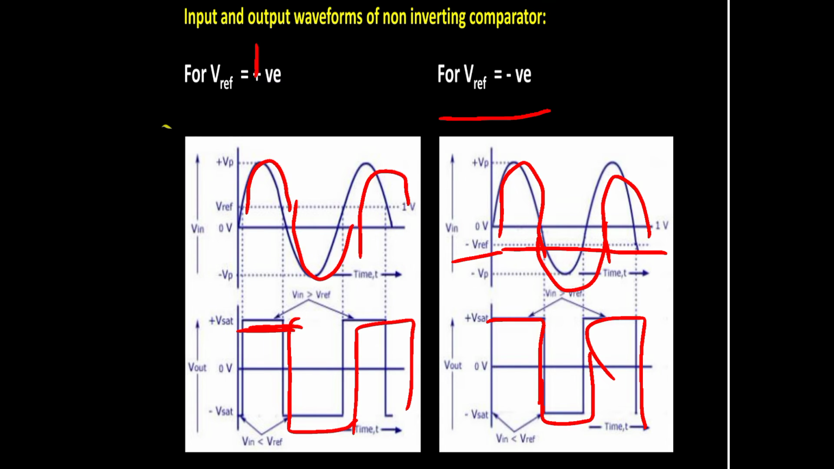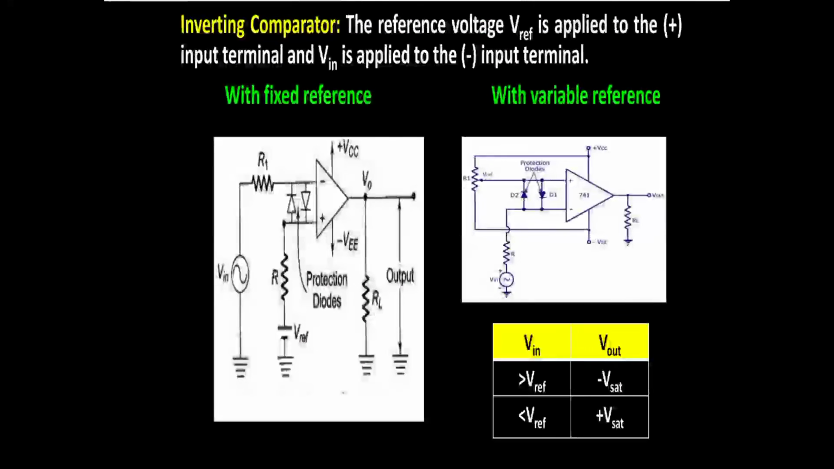Now let's see the inverting comparator. Here the reference voltage V reference is applied to the positive terminal, and the input, nothing but VIN, is applied to the negative input terminal. In the previous case, we applied the input to the non-inverting terminal, that is the positive terminal, and the V reference to the negative terminal. Here it is the exact reverse operation of the non-inverting comparator, that is, we are applying the input to the inverting terminal and the reference to the non-inverting terminal.